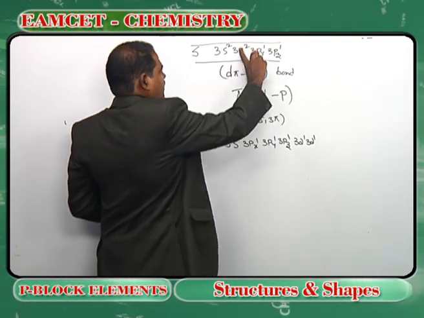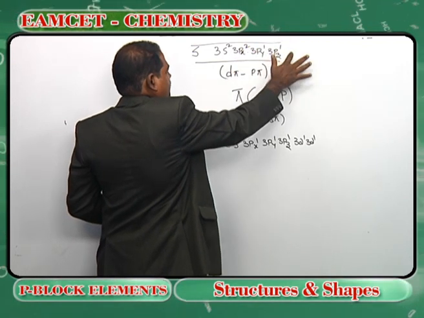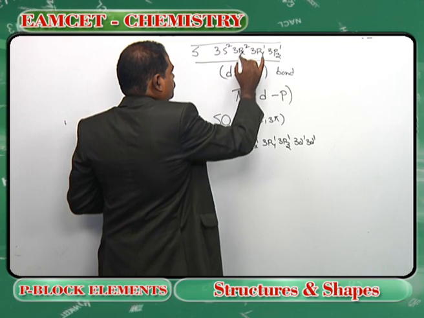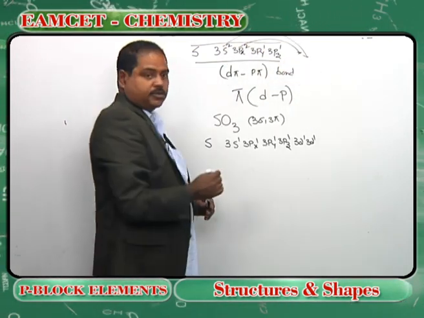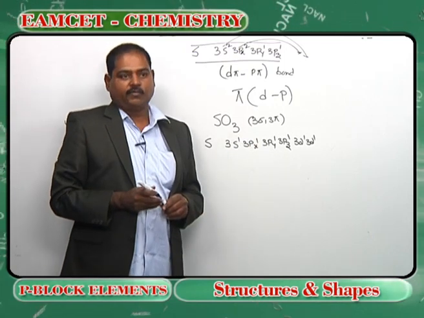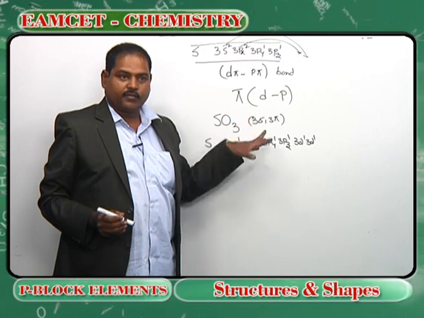Let me see. First excited state 3px2 3py1. This is the first excited state. If you excite the electrons from 3px2 3py, first excited state, second excited state. So, this happens to be the second excited state of sulfur.